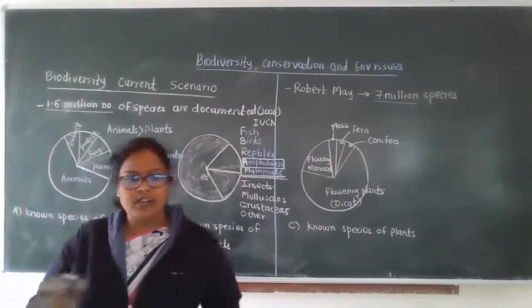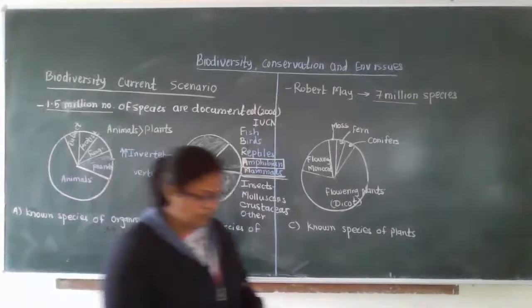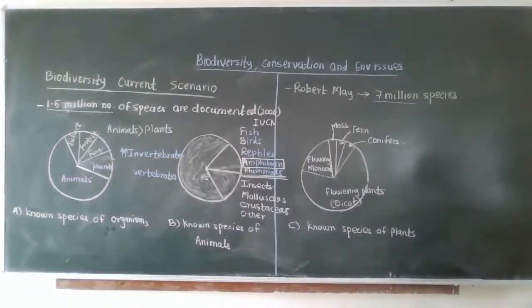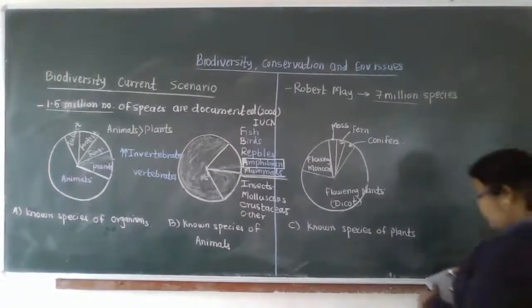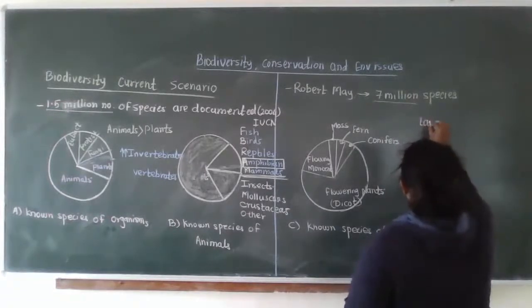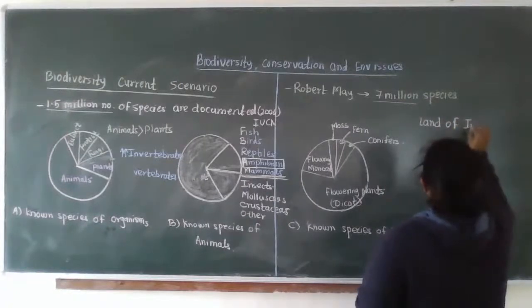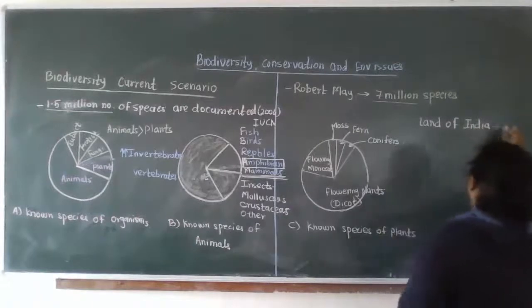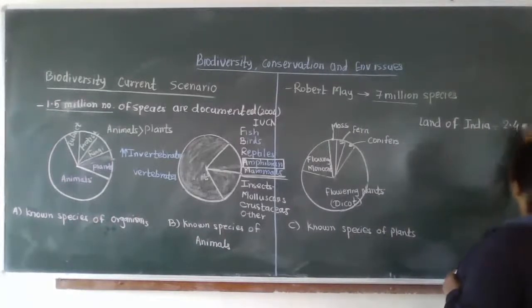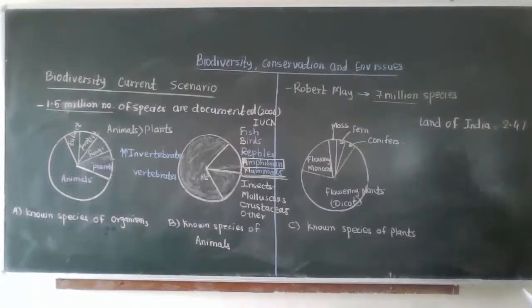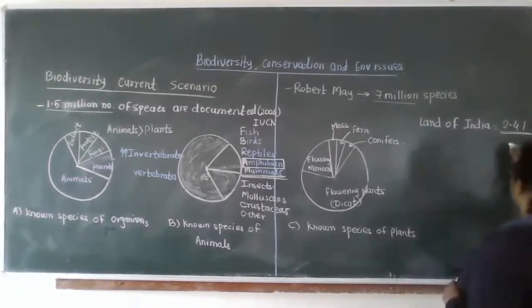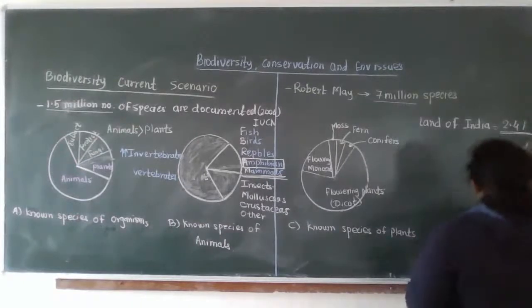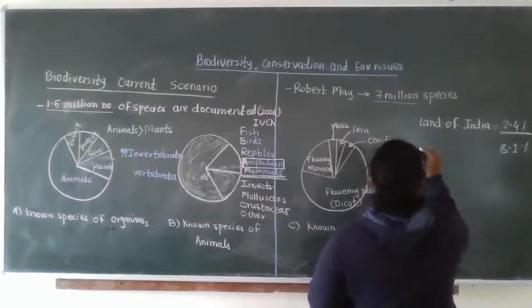Related with India, when we are considering our country, India, and its contribution: the available land of India is near about 2.4% of the whole world. Okay, of the world's total land, we are occupying near about 2.4% land area, which shares near about how much biodiversity? What percentage of biodiversity are we sharing?